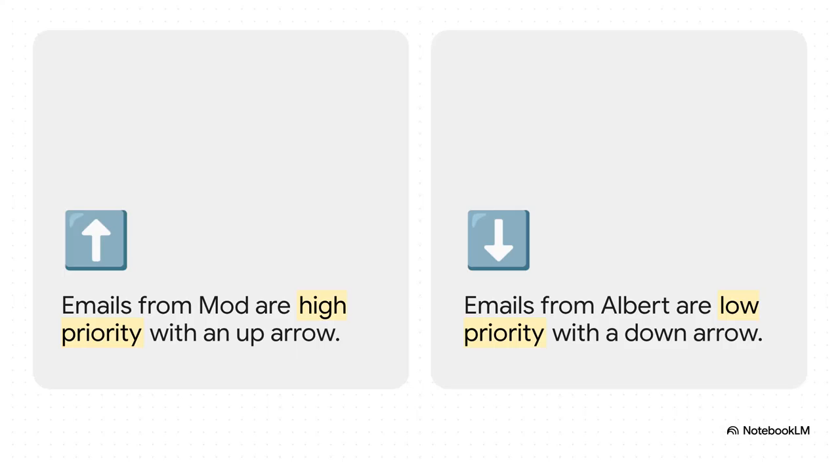And over in Outlook, it is time to finally tame that inbox chaos. If you dig into your Outlook settings under the Copilot menu, you'll find this absolute game changer of a feature called Prioritize. You can actually use everyday, natural language to auto-flag your emails. Tell it, hey, emails from Maud are high priority, and bam, they get a highly visible up arrow. Tell it to flag Albert's emails as low priority, down arrow for Albert.